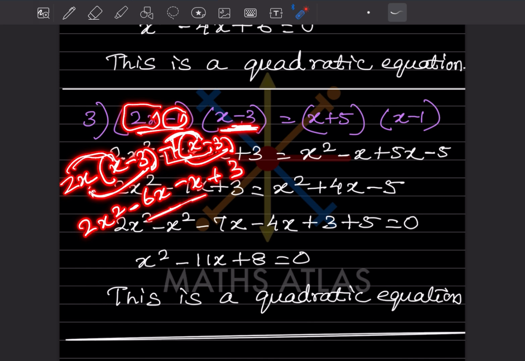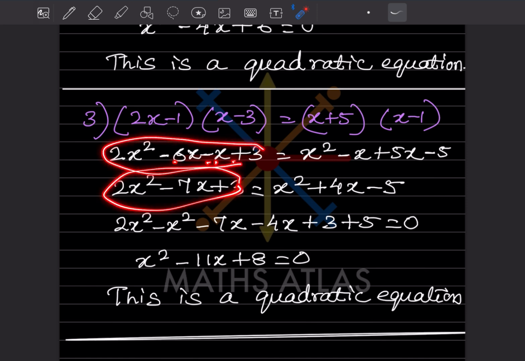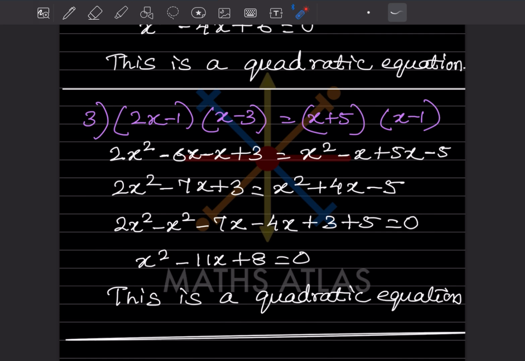So can you see here? This is going to be 2x square minus 6x minus x, that is going to be minus 7x and plus 3. So it is the same: minus 6x minus x plus 3. And then you can write this one. So it's up to you, you can do it any way you're expanding. So same for this one. Now we'll bring this one, that is minus 7x plus 3, and this will be x square.